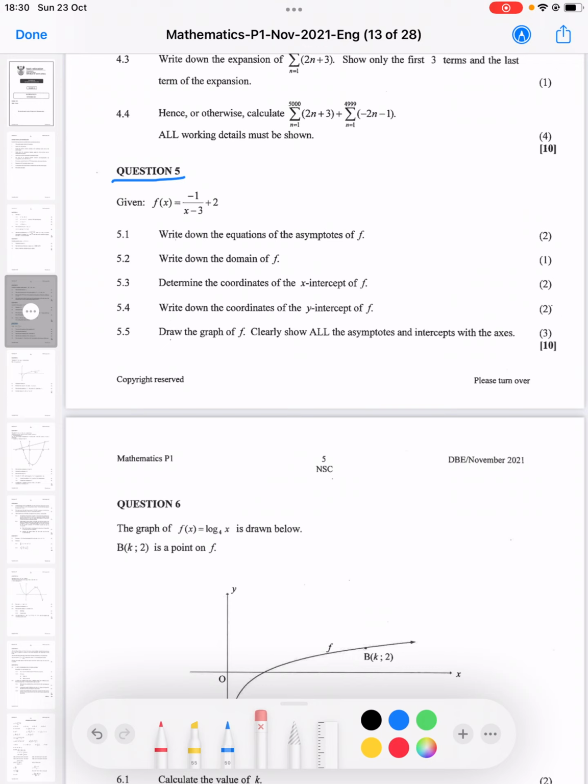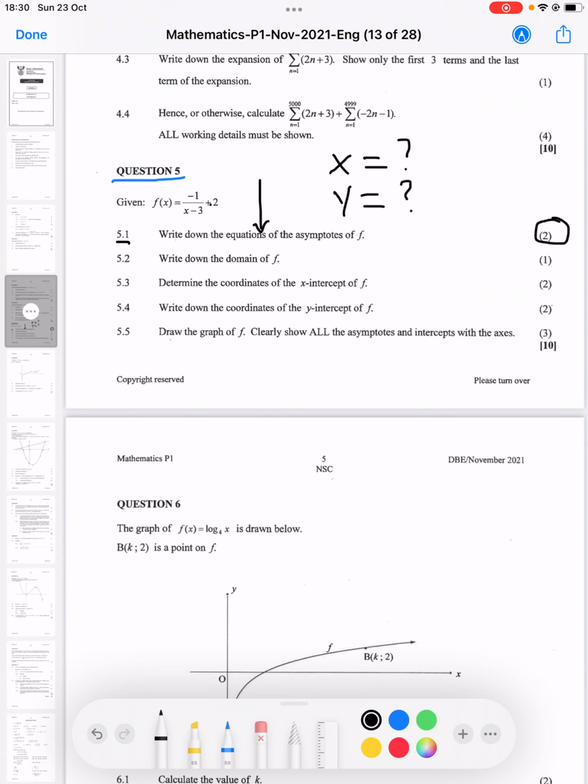Okay, so quickly, let's try to work out that first question. They say 5.1, this is what they are saying. Write down the equations of the asymptote. Can you notice that as there? It means the equations. So you might need to provide 2 equations for you to get the 2 marks. So you're just going to say x is equal to whatever, and then y is equal to whatever.